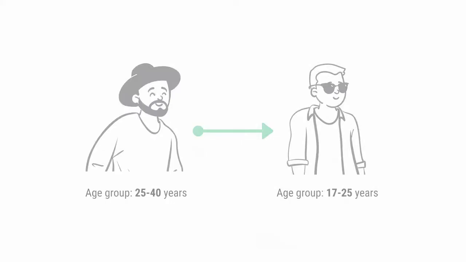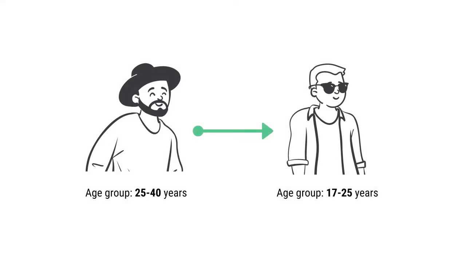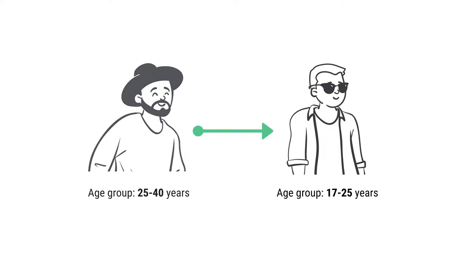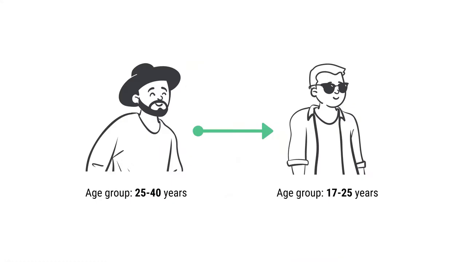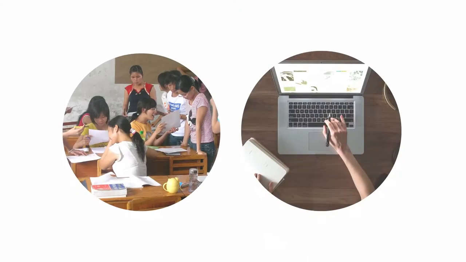Earlier, a majority of the ODL learners belonged to the age group of 25 to 40. These learners were mostly trying for a second chance after failing to get into the conventional educational system. But contemporarily, ODL learners belong to the age group of 17 to 25. This signifies that ODL is no more a second option. It has come to coexist with the conventional system.